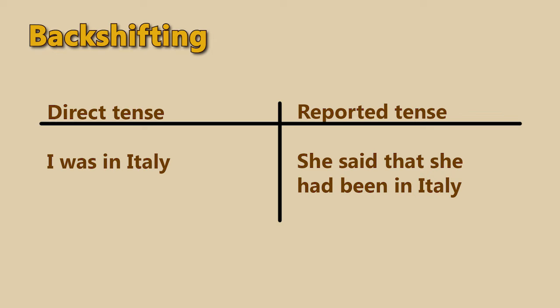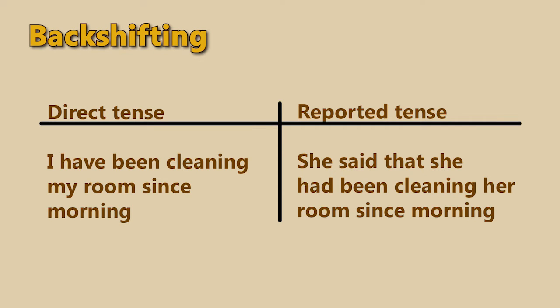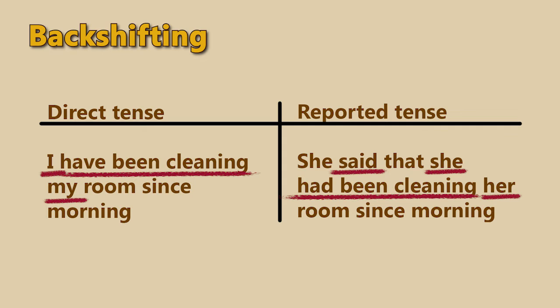"I was in Italy." She said she had been in Italy. I used a reporting word, backshifting, and I've changed the pronouns. "I have been cleaning my room since morning." She said she had been cleaning her room since morning. I used a reporting verb, backshifting, and I've changed the pronouns.